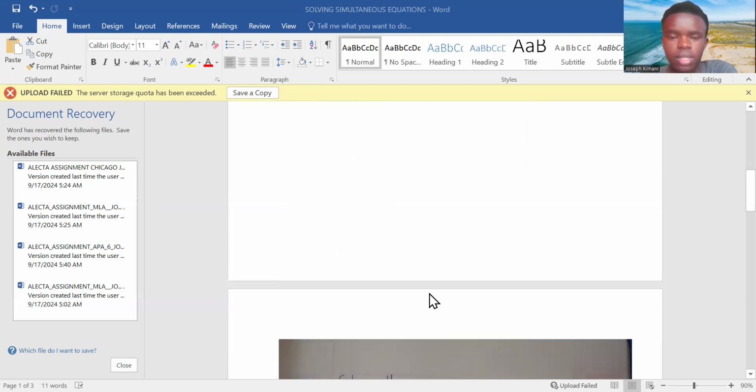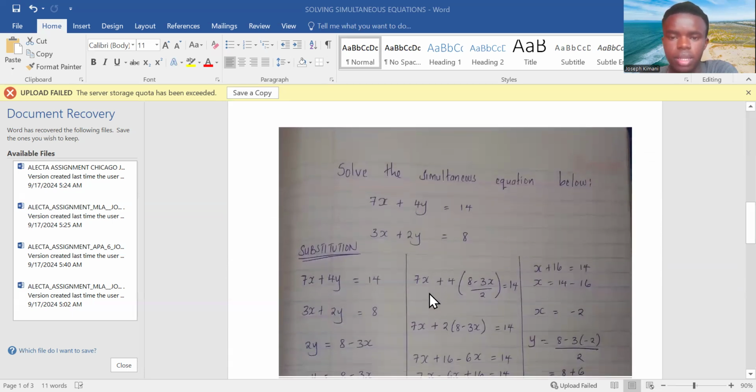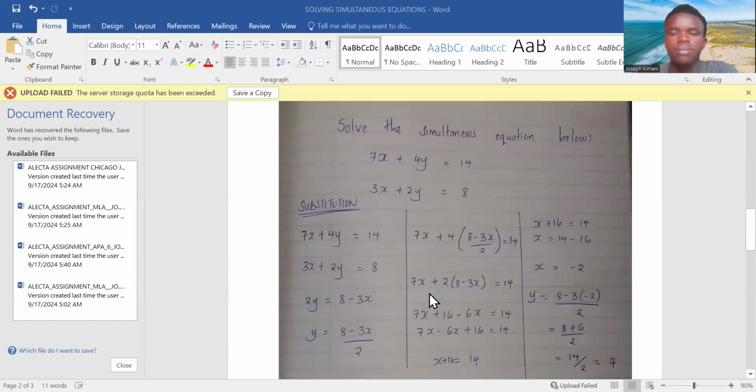Now, for this case, I've prepared one question, as you can see here. We're being told to solve the simultaneous equation below. A simultaneous equation falls under linear equations, that is, you've been given 2 equations here. The first equation is 7x plus 4y equals 14. And then the second equation is 3x plus 2y equals 8.